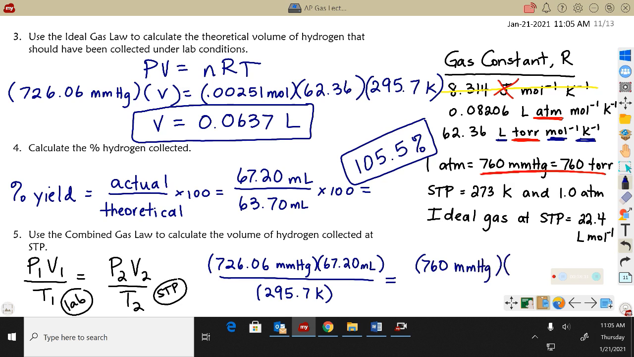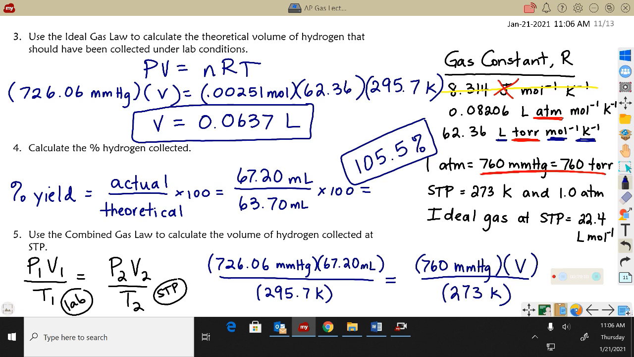The volume is what we're going to solve for. I want to know what would be the volume if this gas were collected at standard pressure and standard temperature, which they tell you is 273 Kelvin. We were obviously not at standard temperature and pressure in the lab, and in fact, we're usually not. Standard temperature would be 0 degrees Celsius. And so our lab temperature was a little higher, and our lab pressure was a little lower.